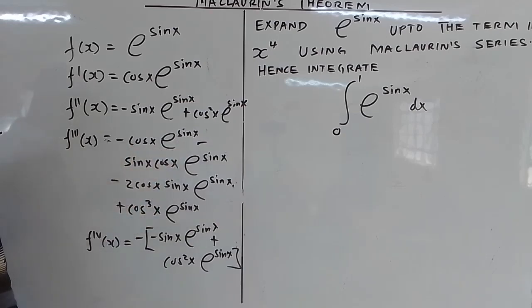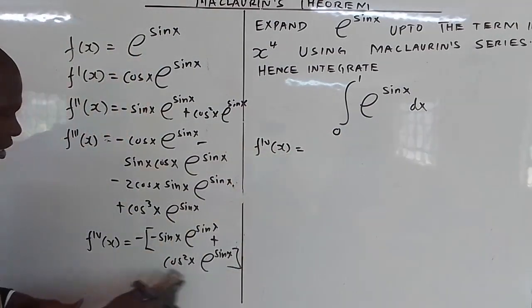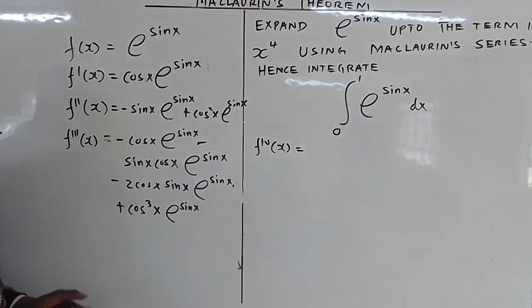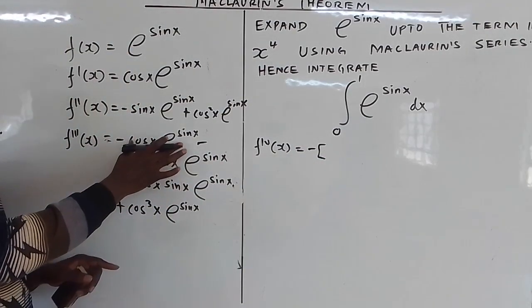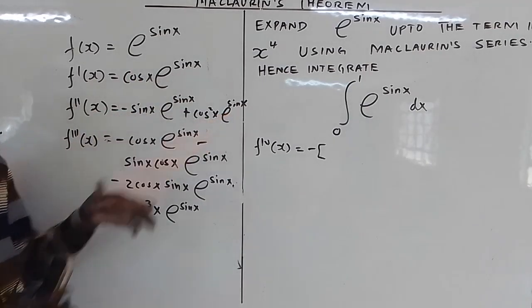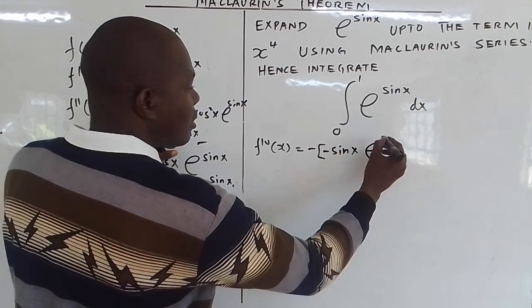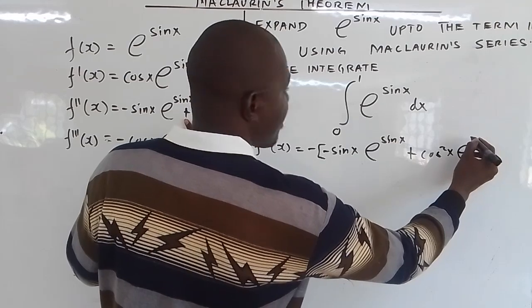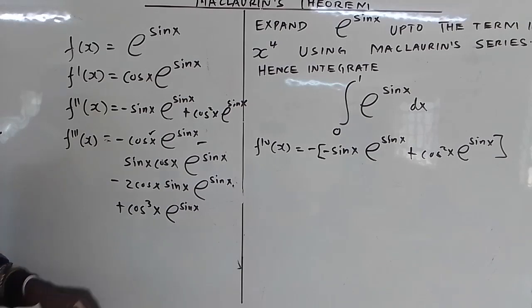Are we together? So let me put the fourth derivative of x here, because this space is not going to be enough. If we differentiate this first part, we have negative outside, but the moment we differentiated cos x exponential sine x, we got this. So it means we are going to get negative sine x exponential sine x plus cos squared x exponential sine x. See, we are done with this first part. Then it is minus.